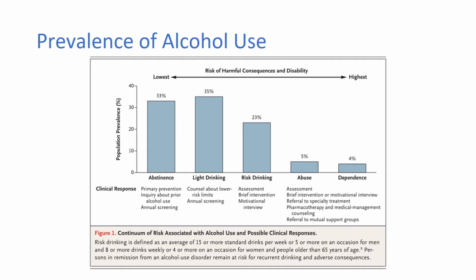And this briefly just goes through some of the clinical responses. So for those who are abstinent or at the low risk drinking, you want to counsel on some of the risks at that lower limit, and you want to do annual screening to make sure. And then when you get to at risk drinking or alcohol use disorder, this is where you want to assess the extent of the drinking behavior, provide some brief intervention or motivational interviewing to help have them change and cut down. And then if they have the alcohol use disorder, you might even go further, like referring to treatment or using medications or mutual support groups. All of those treatments will be discussed in a separate video.